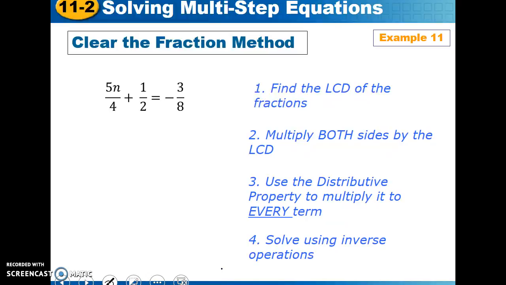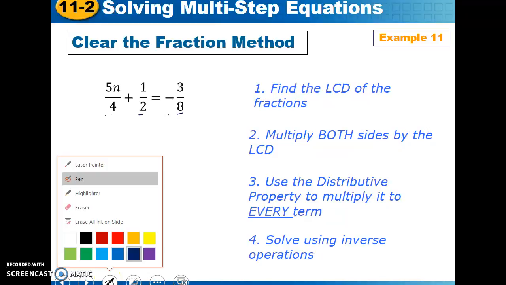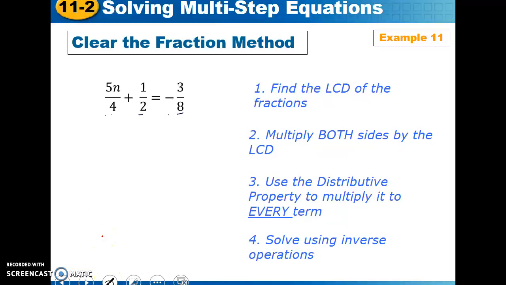Okay, again, we've got multiple fractions here. We've got denominators of 4, 2, and 8. So looking at this, what do you think would be the least common denominator? 8 should have been the right answer. We could use 16, but again, that's not the smallest. There's going to be a lot more math involved. So we're going to multiply both sides by that number 8.